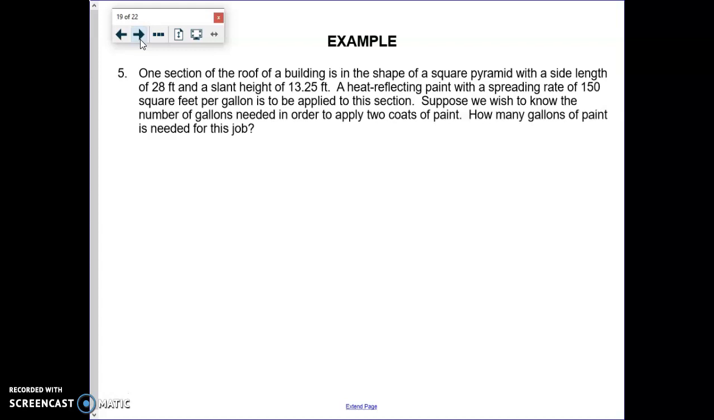Okay, so what we're looking at is a square pyramid, because that's what it says right here. And then it gives us a side length of 28 feet and a slant height of 13¼ feet. And what you're going to do, you're going to paint this. So let's start off first of all by drawing the square pyramid. And I'm going to try to do the best job I can here.